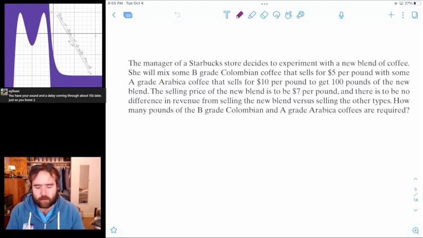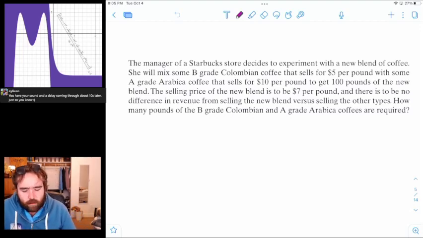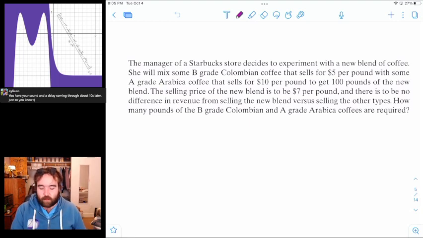The manager of a Starbucks store decides to experiment with a new blend of coffee. She will mix some grade B Colombian coffee that sells for $5 a pound with some grade A coffee that sells for $10 a pound to get 100 pounds of the new blend. The selling price of the new blend is going to be $7 a pound, and there is going to be no difference in revenue from selling the new blend versus selling the other types. How many pounds of grade B versus grade A should there be?